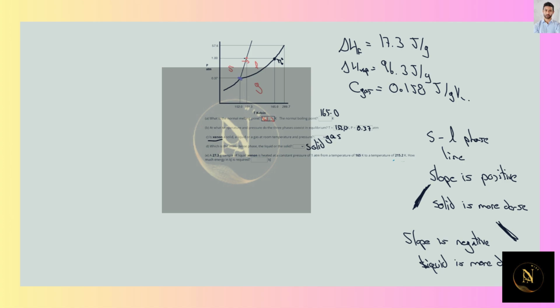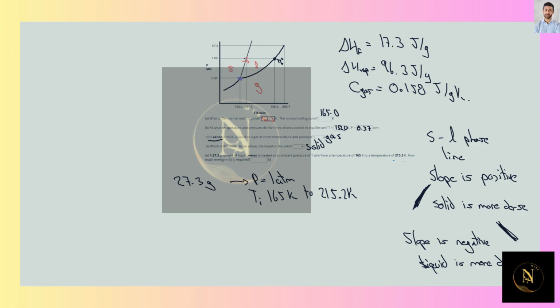And finally, we're going to have a 27.3 gram sample of liquid xenon that is going to be heated at a constant pressure of 1 atmosphere from 165 Kelvin to 215.2 Kelvin. How much energy is going to be required in kilojoules?